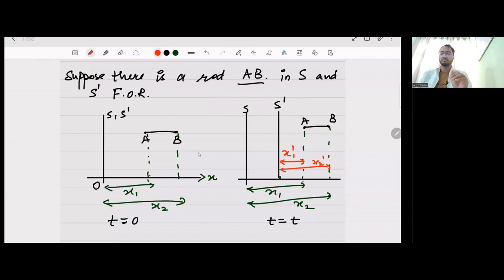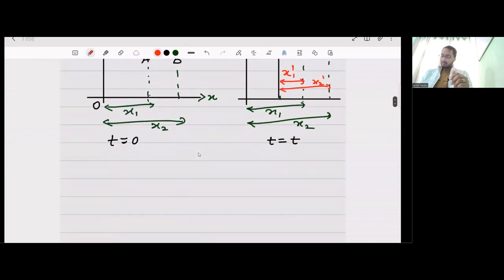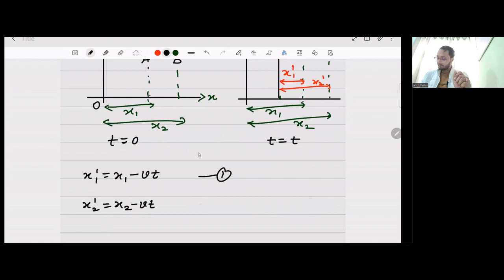After time t, the length of the road is x2 minus x1 in S, and x2 dash minus x1 dash in the S dash frame. We are considering that this frame is moving with velocity v, as understood from our previous videos. So using the transformation equation, we can write x1 dash is equal to x1 minus vt, this is our first equation, and using the same method, x2 dash is equal to x2 minus vt, this is the second equation.